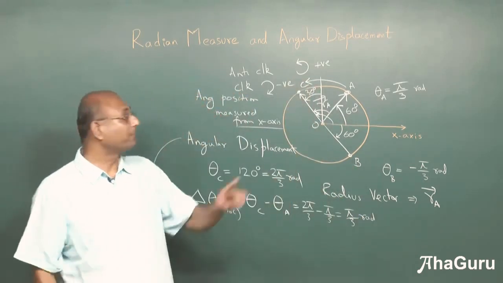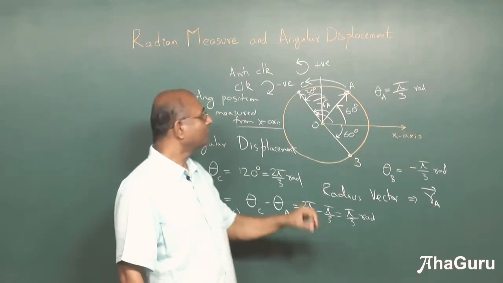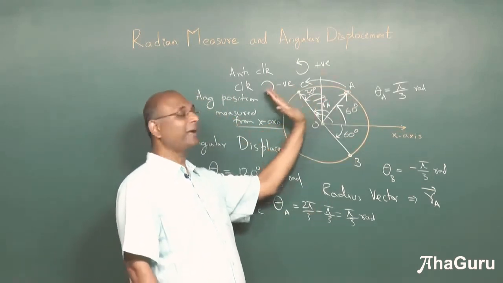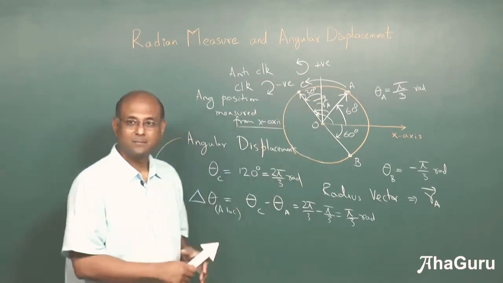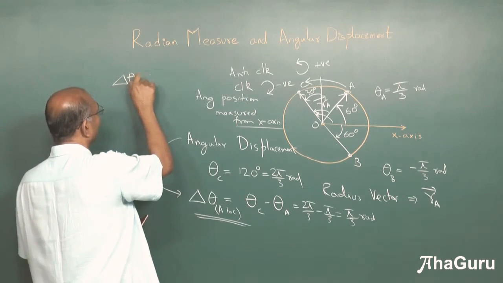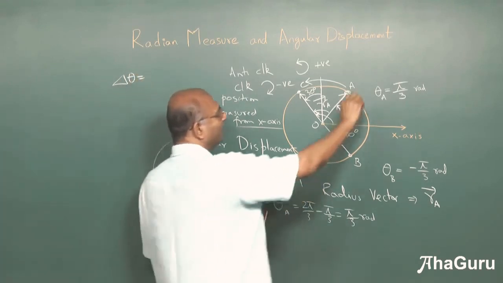It is different from the position pi by 3. If you say position pi by 3, it is at A. Displacement pi by 3 is from A to C. This angle is pi by 3. So we use the letter delta theta to talk about it. So delta theta, suppose I go from A to B.